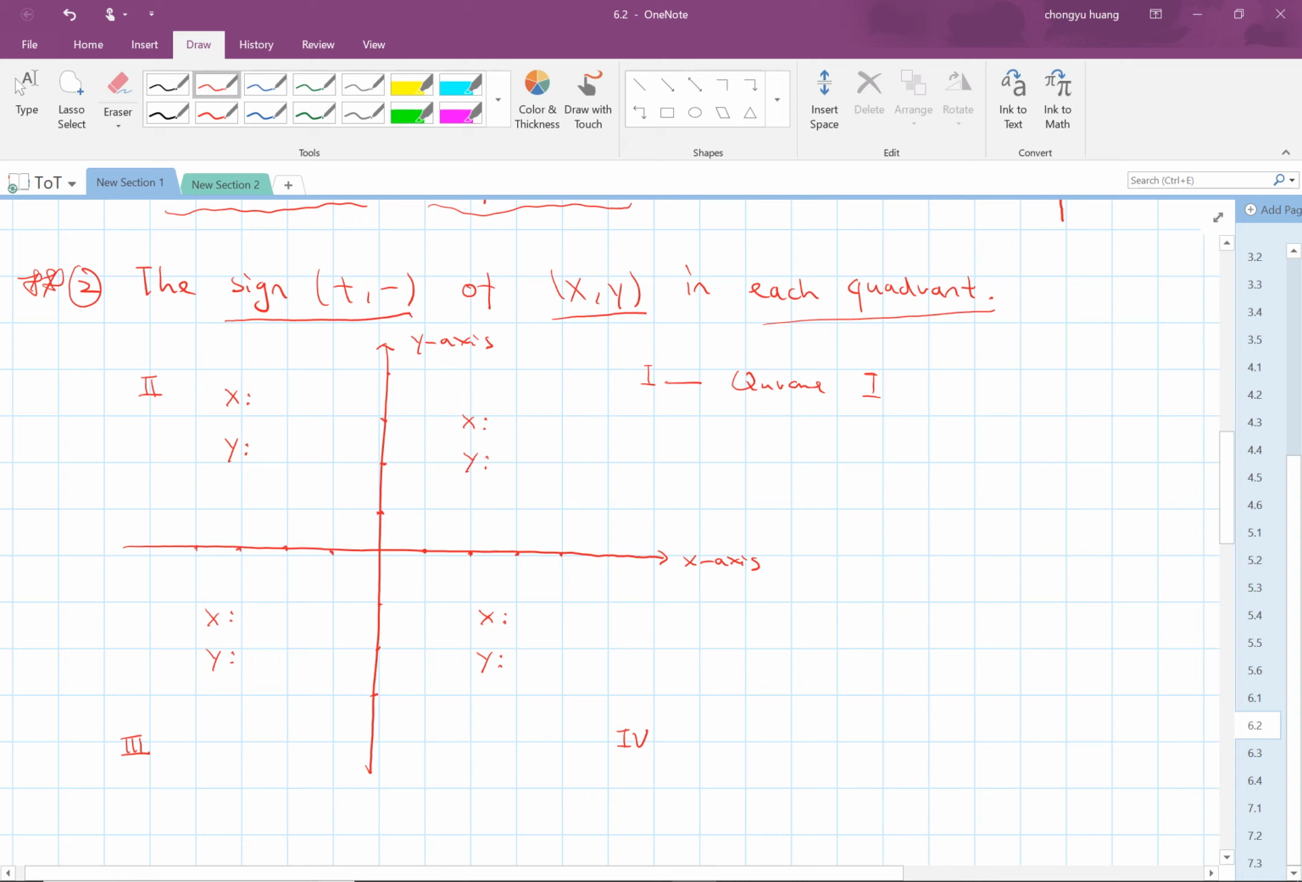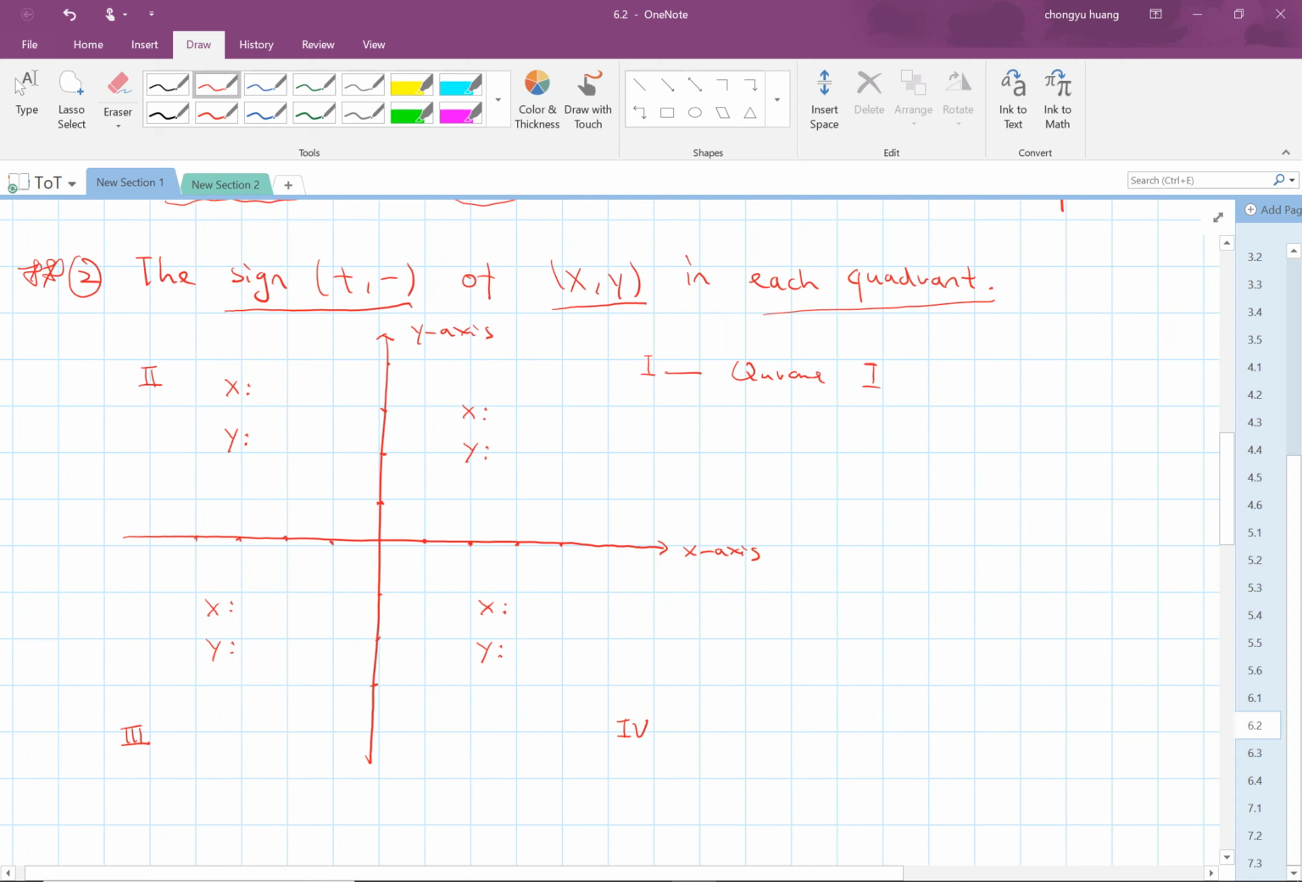Those signs are quite important, and it's not really difficult to know them. As I mentioned before, you have to know the location of each quadrant. So let's talk about the position of those quadrants first.